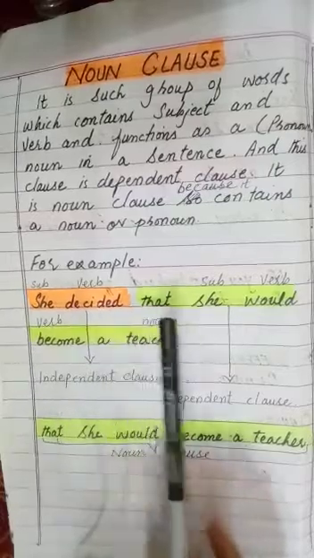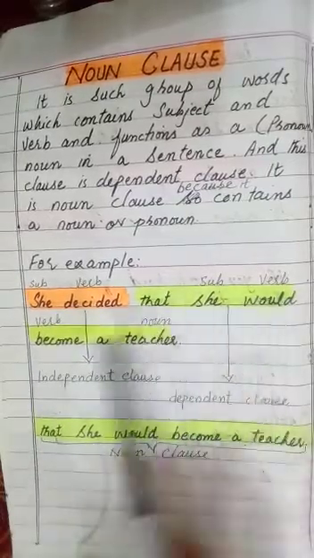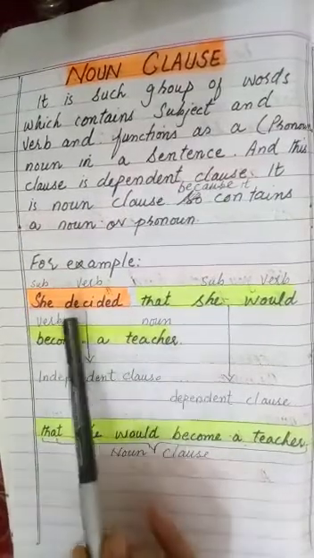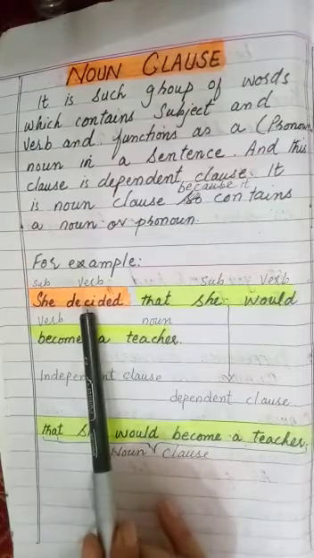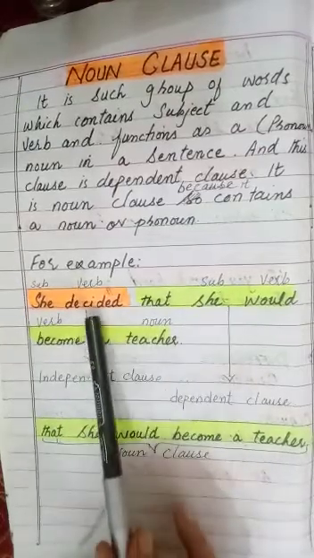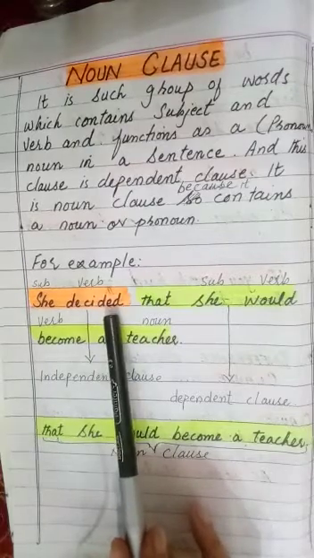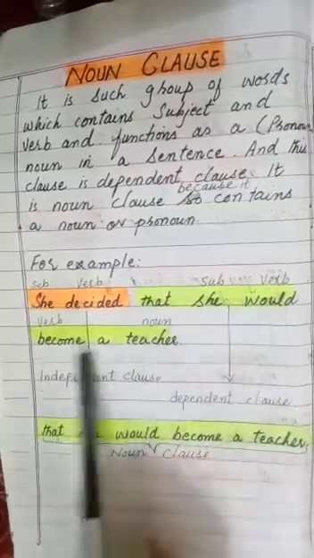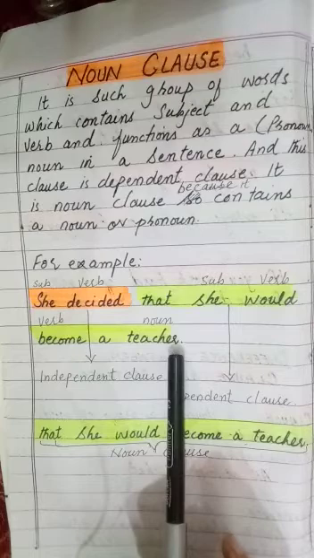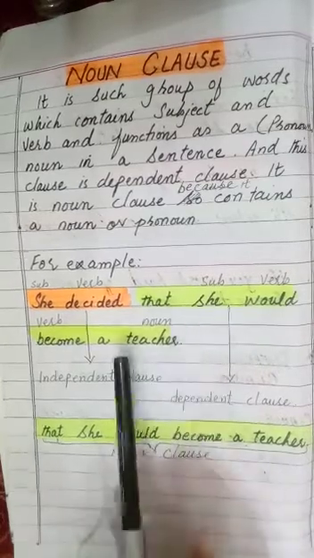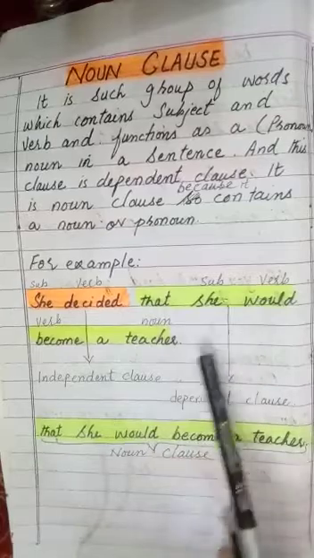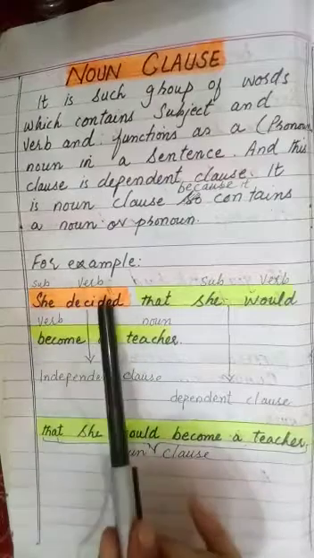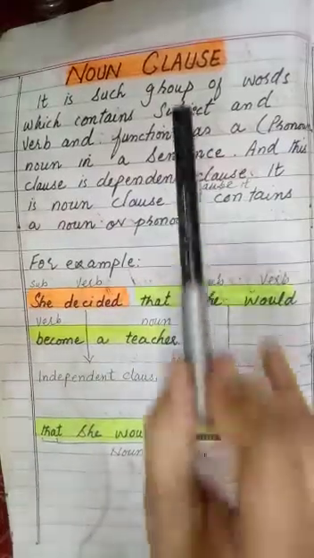She decided what she decided. She decided that she would become a teacher. This whole clause is the reply of, if I make a question, what did she decide? She decided something. What did she decide? And that something is that she would become a teacher. So that's why this clause is functioning as noun. So this is called a noun clause. Clause because subject and verbs are there. Simple. Okay. Independent clause, she decided, and dependent clause. This dependent clause is called noun clause.